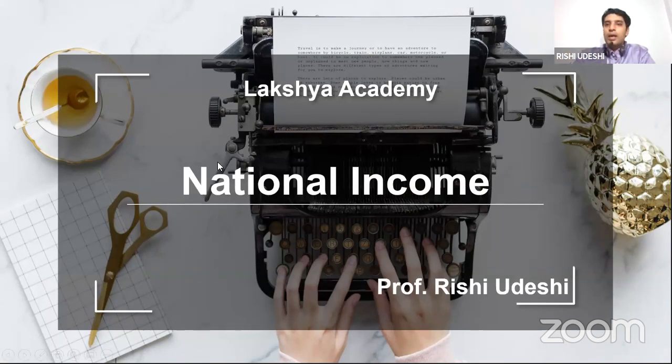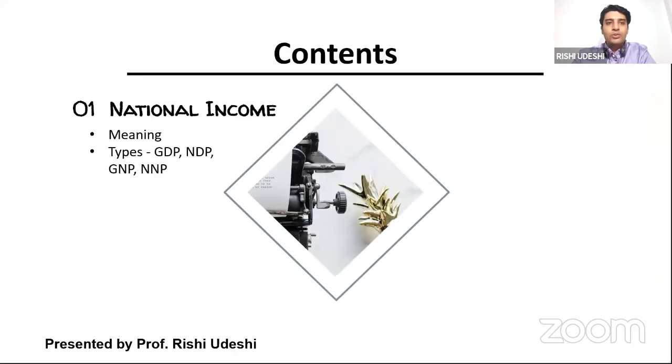Okay. Next, I guess in the last lecture and the one before that, we devoted our time to understanding the concept of national income. Let's revise it quickly. What was national income? In this topic, we first discussed what national income is, what its meaning is, and the four terms: GDP, NDP, GNP, NNP. We studied these four terms.